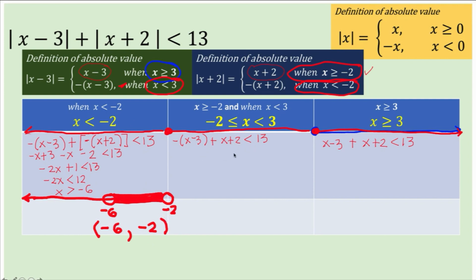Let's solve this second inequality. So distribute the negative sign. We have negative x plus 3 plus x plus 2 less than 13. Negative x plus x gives a 0, so we have 5 less than 13, which is true. In other words, for this interval, any point on the interval -2 to +3 is a solution in this inequality. So let's do the graph.